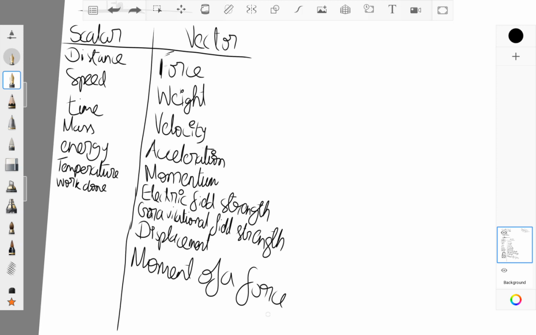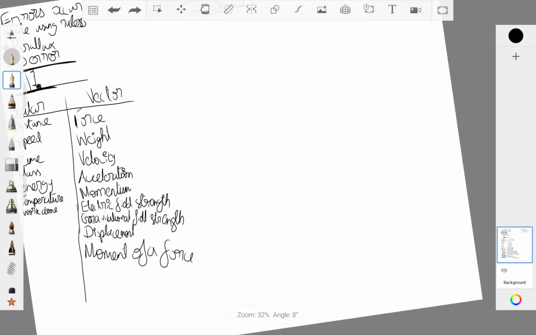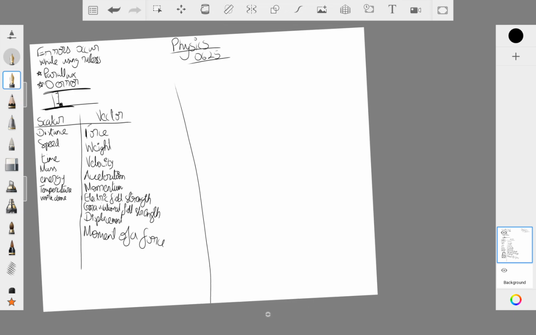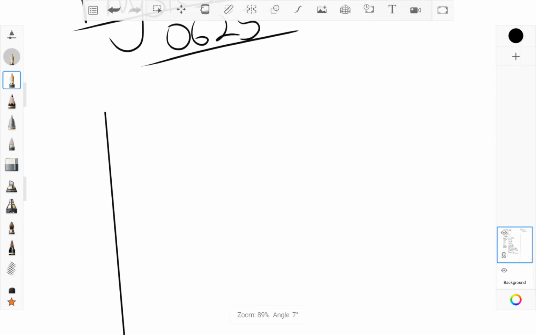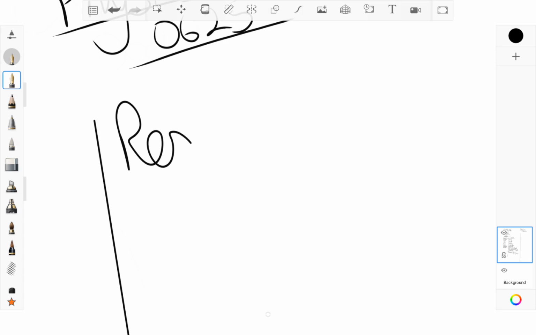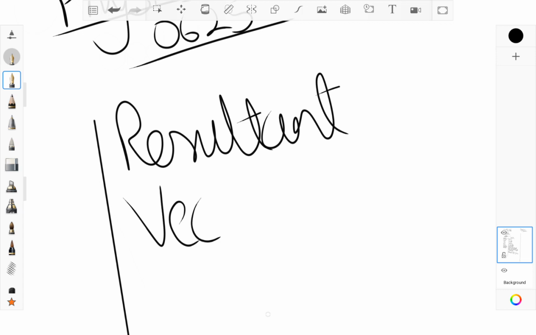Right. Now we talk about resultant vectors. The next thing that you need to know based on the syllabus is how to determine the resultant of two vectors at right angles. And this can be done either via calculations or using a graphical method. So first off, let's define what a resultant vector is. Let me write it down so you know what I mean. Resultant vector.